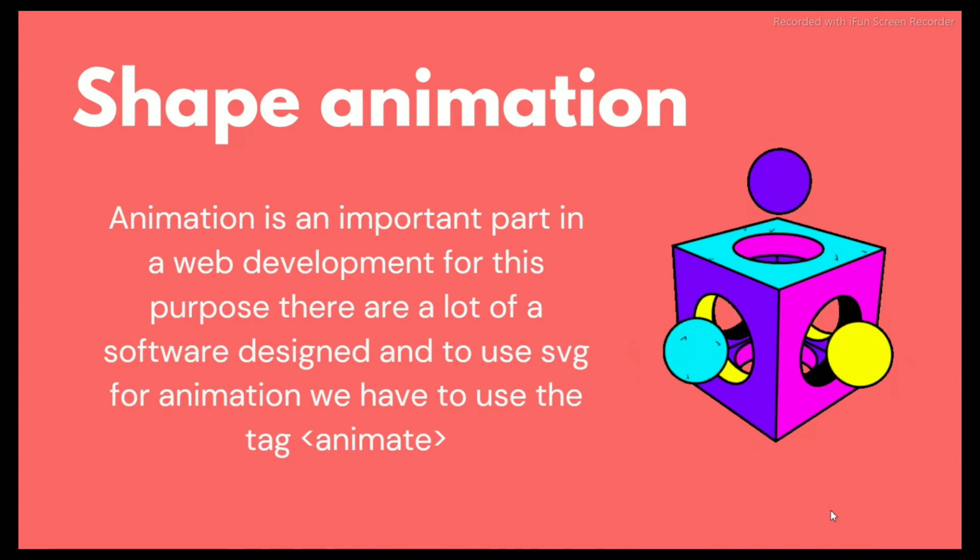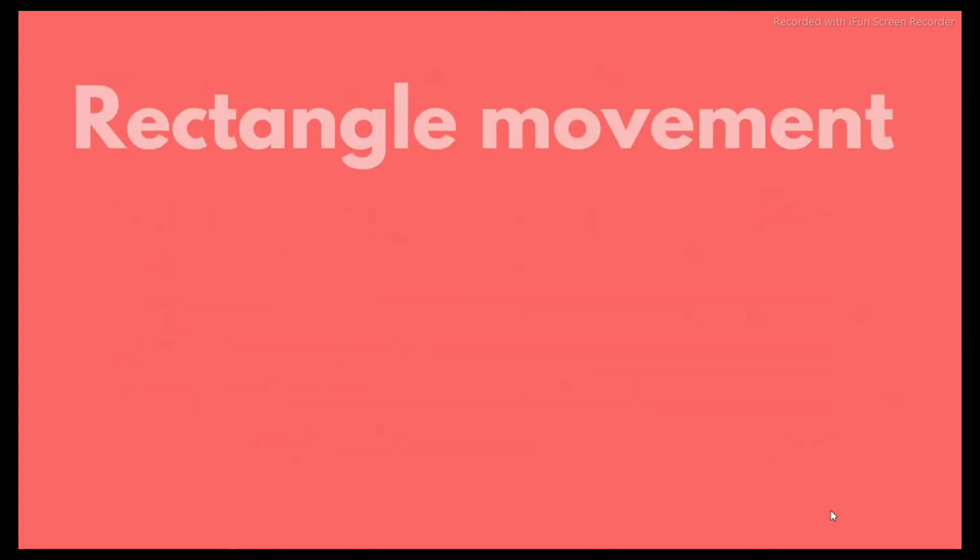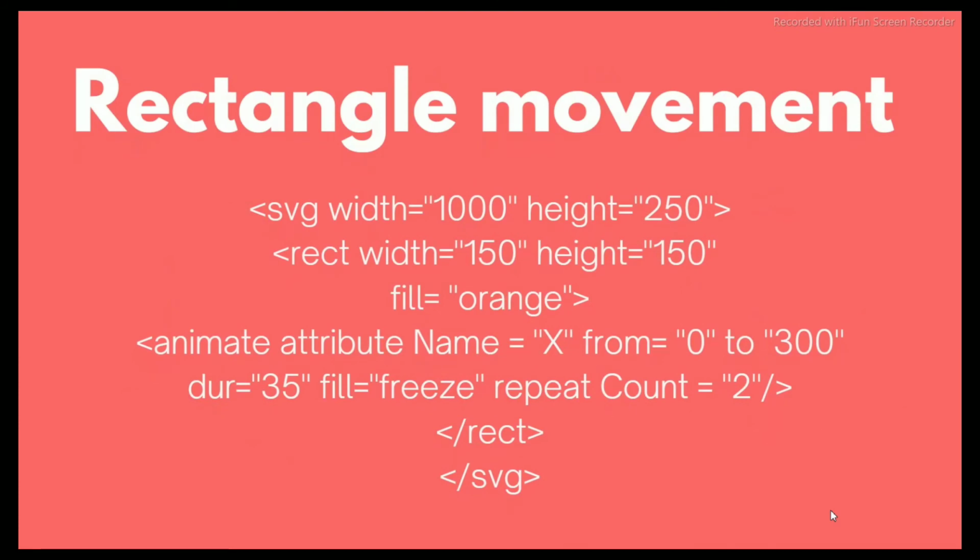First of all, we have to specify the SVG, and we have to specify its attributes width and height, and we have to use the rect tag. For the rectangle, we have to specify its width, its height, as well as the fill, which means we are filling the color in the rectangle. And next we will use the animate.